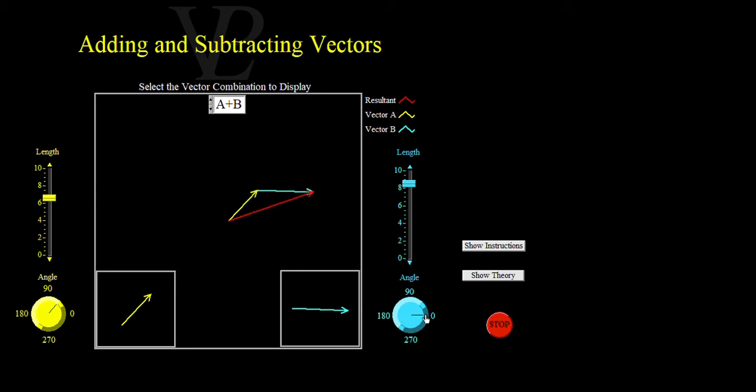So let's imagine that we're talking about starting here and we walk from here to here along A, and then we walk from here to here along B. So you have two displacements, A and B, and the net result of that is you started here and you ended up here. So this is the result or the resultant of those two displacements.